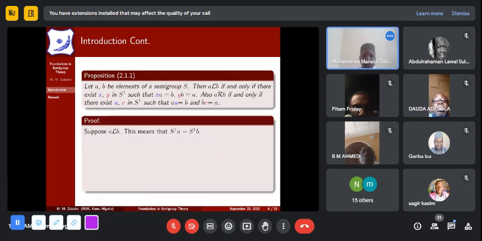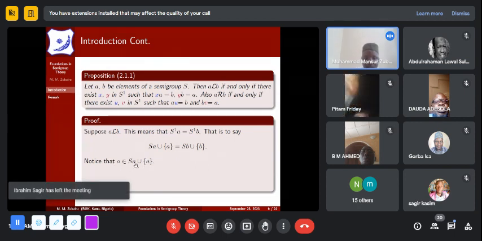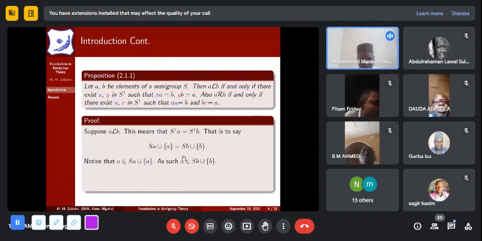For example, if A and B are L related by the above definition, it means that S1A is equal to S1B. And to say this, because S1A is nothing but S union singleton 1 times A, and S1B is S union singleton 1 times B. And from here, one needs to note that A is in this set because it is here. So A is in this set. If it is in this set and this set is equal to this set, one can claim that A is automatically in this set.